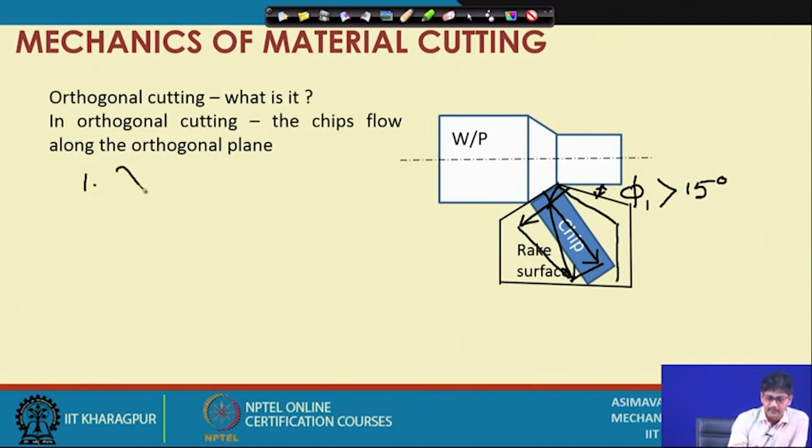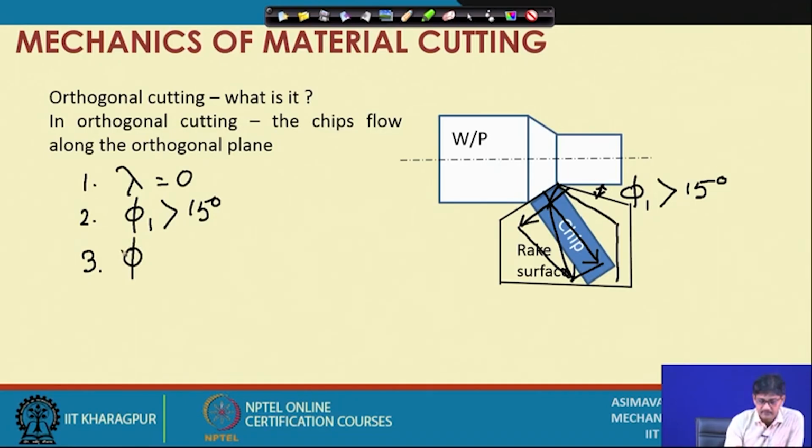conditions one by one. Lambda equal to 0, second, phi 1 is greater than 15 degrees, third, this angle, this plan approach angle should be between 0 and 90 degrees, 90° is greater than phi and greater than 0 degrees.